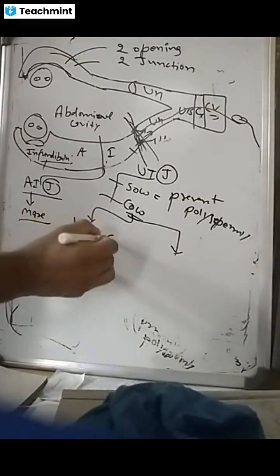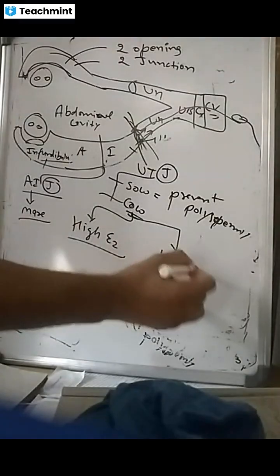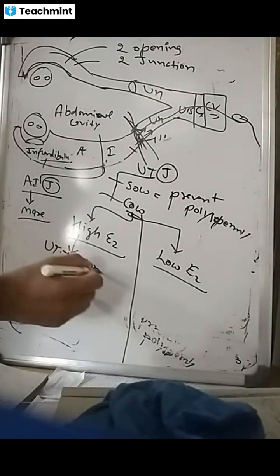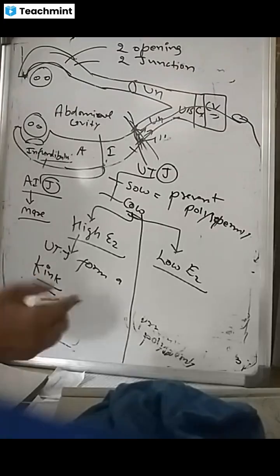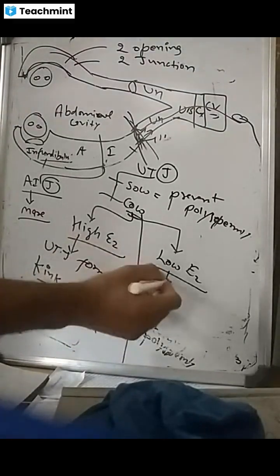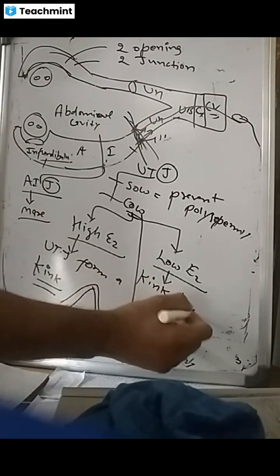This junction is also present. What is the role or control point? If there is high estradiol or if there is low, high means stress and form, means it becomes like, it forms a band. When there is low estradiol, it becomes a kink.